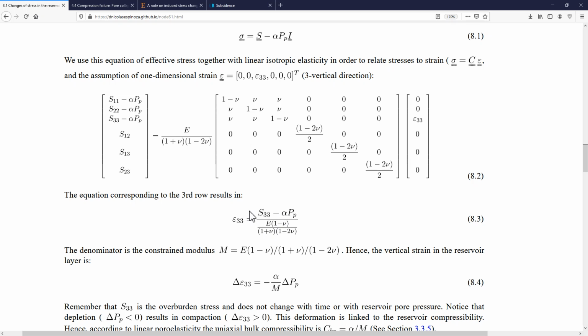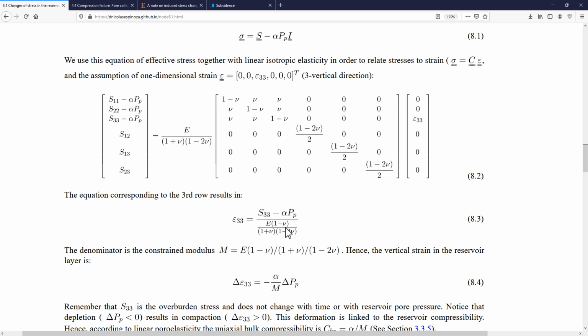For example, the first equation is the result of multiplying the third row times this column, and as you can see, since all of these are 0, the only part of the equation that's going to survive is the one that has epsilon 33, and that's going to be multiplied by 1 minus Poisson ratio times that common factor, which is what you see over here. One more clarification that I see right here. Remember that shear strains are also equal to 0 in the uniaxial strain assumption.